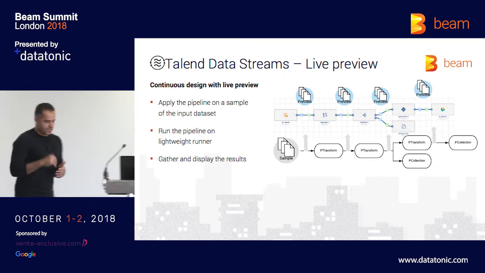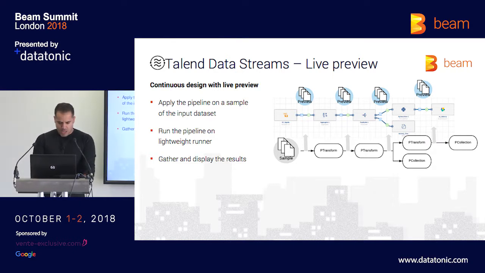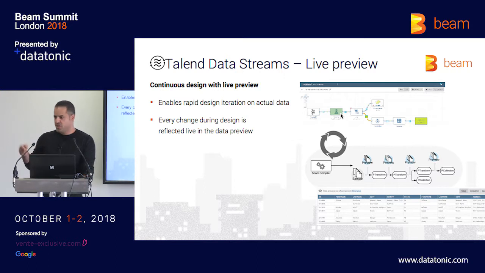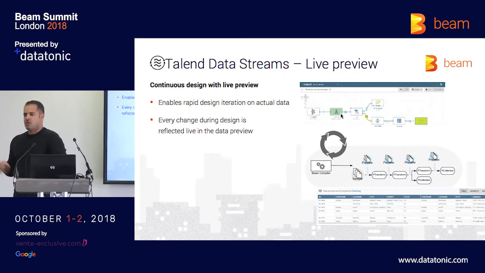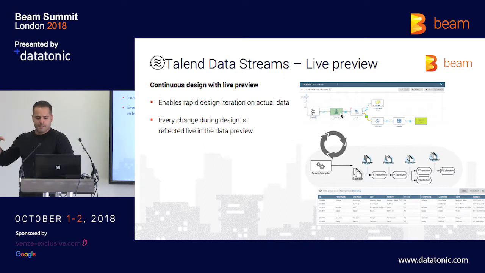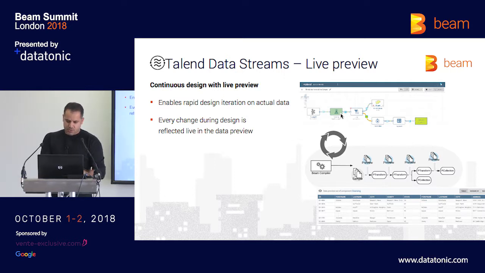We'll see this in action in the demo. This live preview is triggered for every change on your pipeline. So for example, you change some properties on your processing components. Behind the scenes, we'll compile the graphical pipeline into a Beam pipeline and get the results back to the front end. So this is the first feature that we're going to see in more detail during the demo.